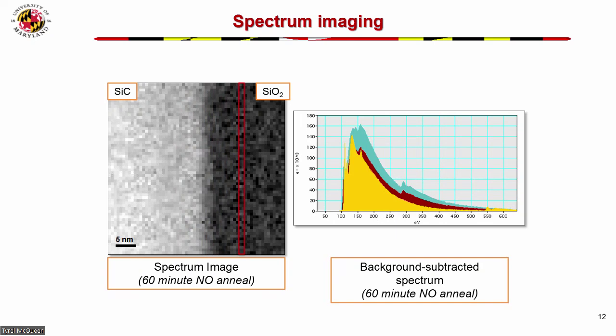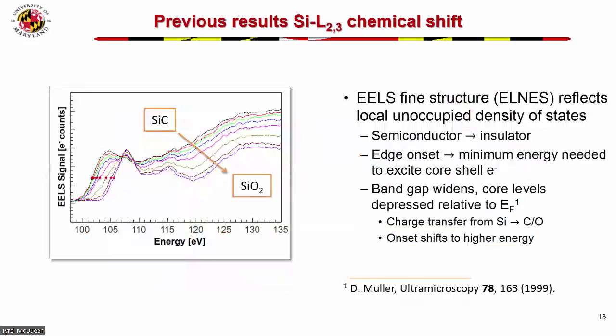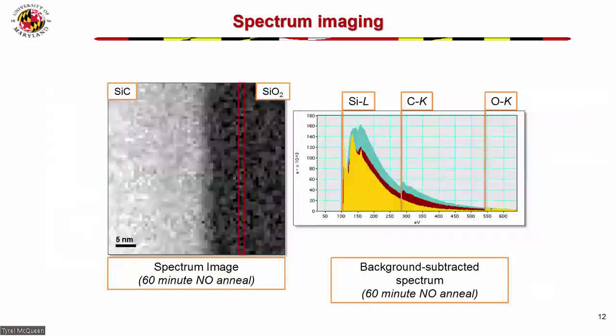And now we can see the oxygen over here. So we can label this. That's the silicon L23 edge, the carbon K, and the oxygen K edges. And we can use this to analyze the data. This is what is called the fine structure, electron energy loss fine structure. So all this is the signal of silicon.